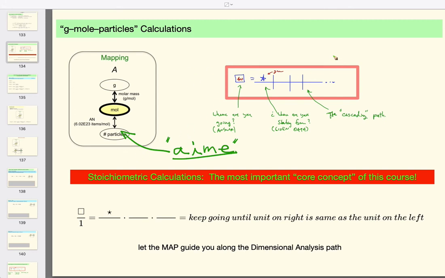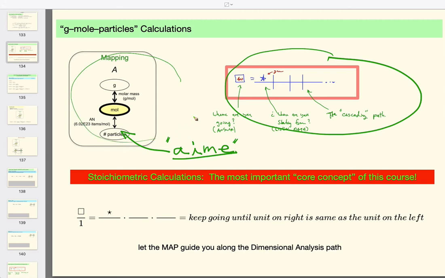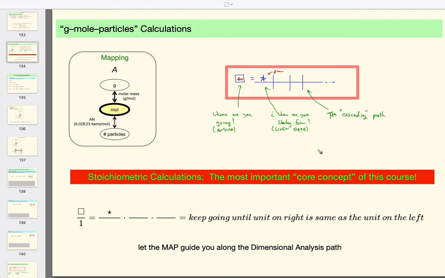So now you understand where dimensional analysis comes in, where the mapping comes in, where the molar mass comes in, and where Avogadro's number comes in. And now what we need to do is practice pulling those all together.